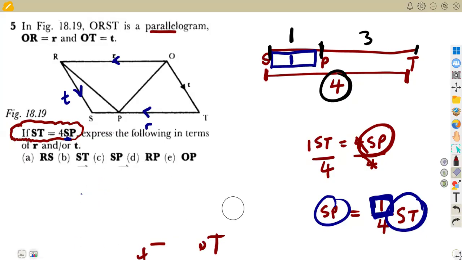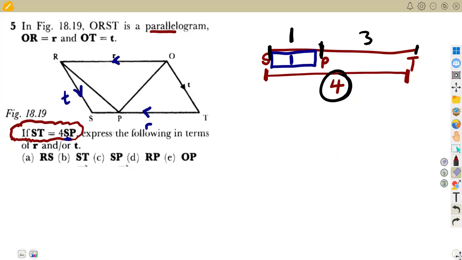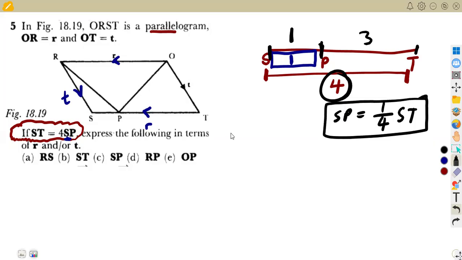Ratio is how many parts there are. So we saw that it can be simplified as SP is equal to 1 over 4 of ST. It's also very, very important for you to write it as a fraction like that. All right, no problem. Let's answer our questions, guys.